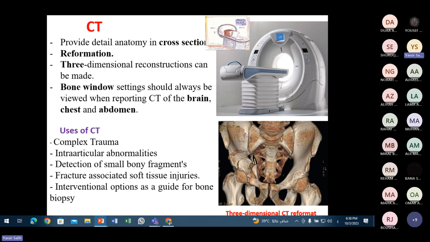But by CT, you can assess the soft tissue, the solid organ. CT can also be used for guiding a needle for taking a biopsy. For a patient with a deep lesion in the bone, not superficial, a superficial lesion can be guided by ultrasound to take a biopsy. But for a deep lesion, it is difficult to guide the needle by ultrasound. So CT is the interventional option for guiding a needle for taking a biopsy, especially in deep lesions.